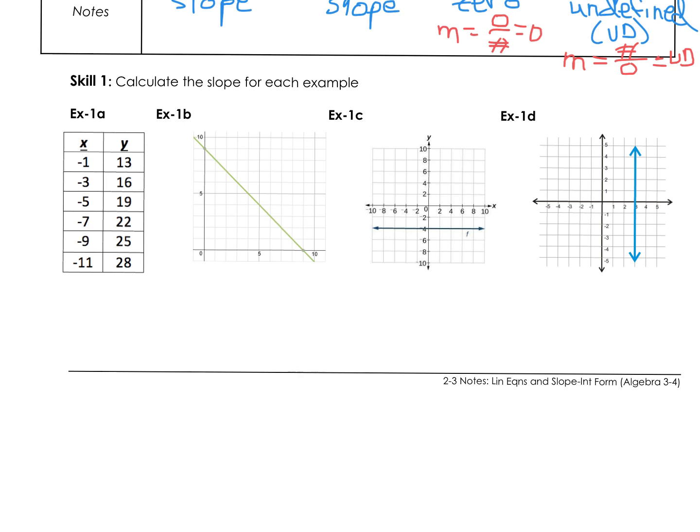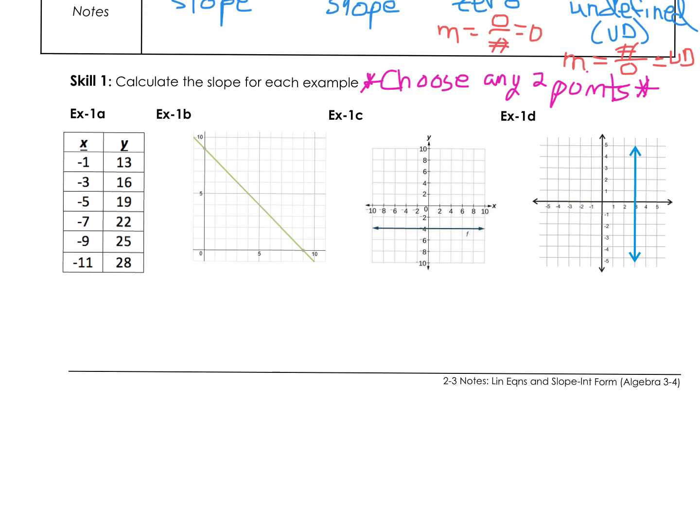So for example 1a, you can do a couple things. For all of these, I'm going to put up here, and if I were you, I'd write this as well: just choose any 2 points. It doesn't matter whether you're looking at a graph or a table of values. Choose any 2 points that you want to. Make sure that they are integer points. You're not choosing points that are fractions or decimals.